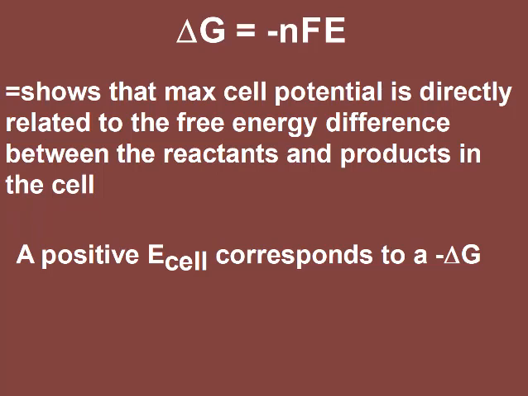Delta G is equal to negative nFE. This shows that max cell potential is directly related to the free energy difference between the reactants and products in the cell. A positive E cell will correspond to a negative delta G.